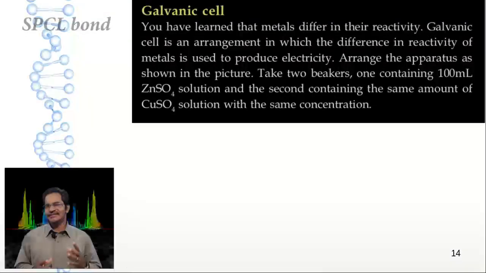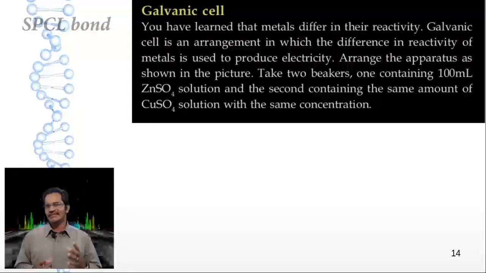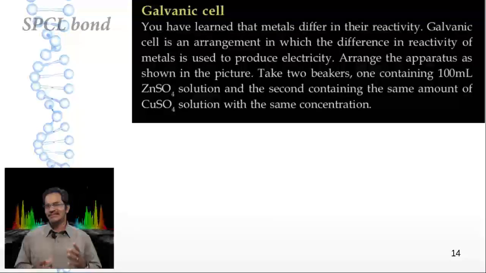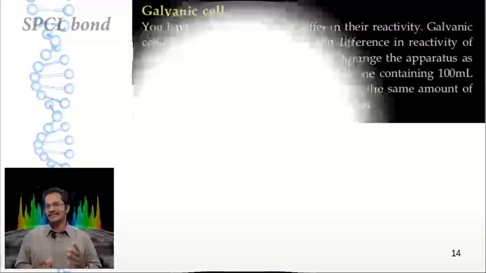Galvanic cell is a device which can convert chemical energy into electrical energy. It is an arrangement in which the difference in reactivity of metals is used to produce electricity. The arrangement of apparatus can be seen in the diagram.